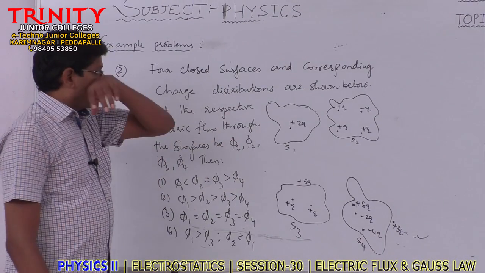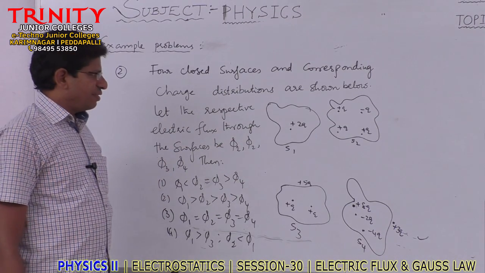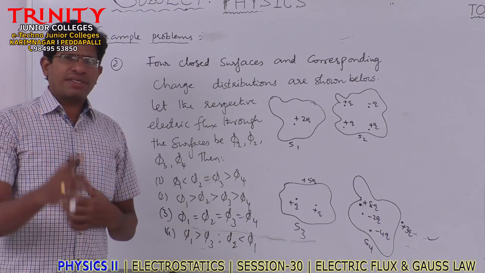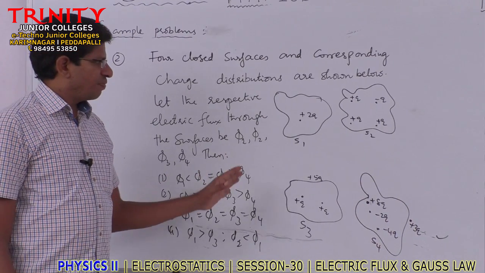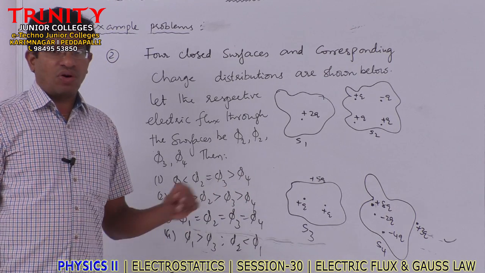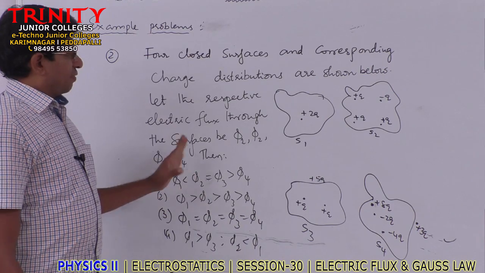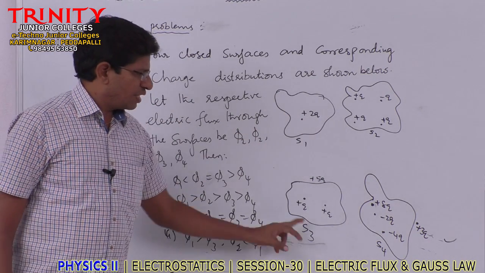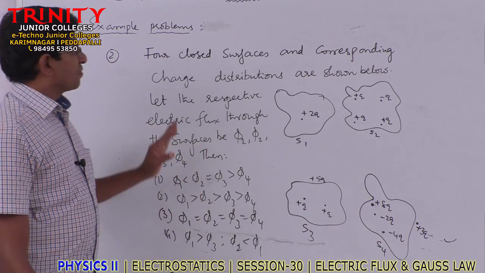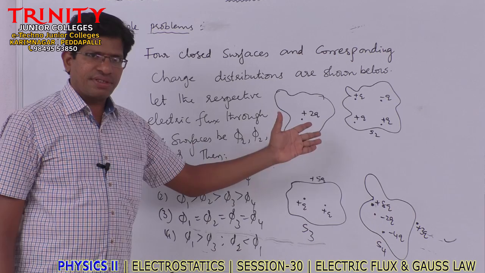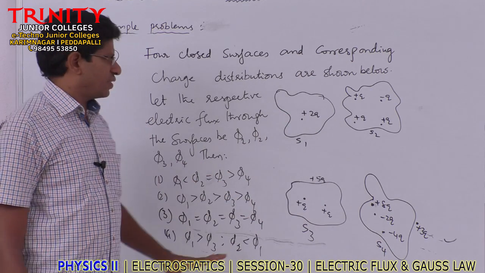Friends, this is one more question I have come up with. It's an easy question, but more fundamental. But many students, if you do not understand the basics, will be landing with a wrong answer, right? Now, let me read out the question once. 4 closed surfaces, 1, 2, 3, 4, are given here, and corresponding charge distributions are also shown. How much charge is there within and out, everything is shown.